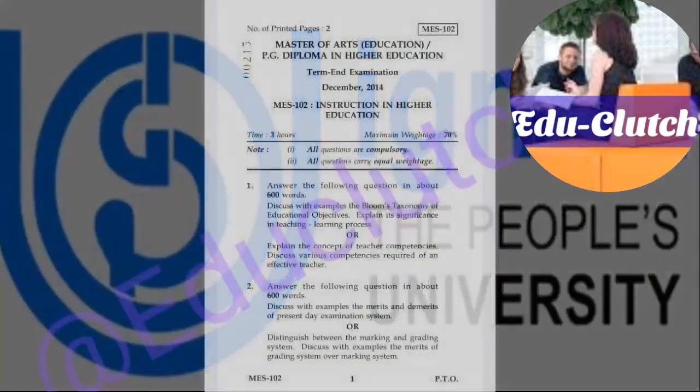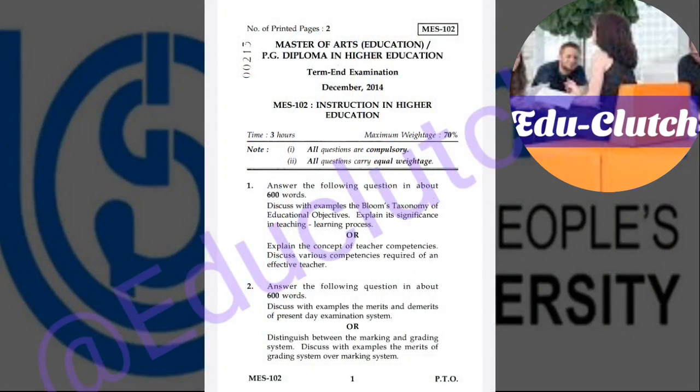Now let us see MES 102 sample paper from December 2014, MEDU. Pattern is same, you better know. Let us see the first question with two choices. First choice: discuss with examples Bloom's taxonomy of educational objectives. Explain its significance in teaching learning process.